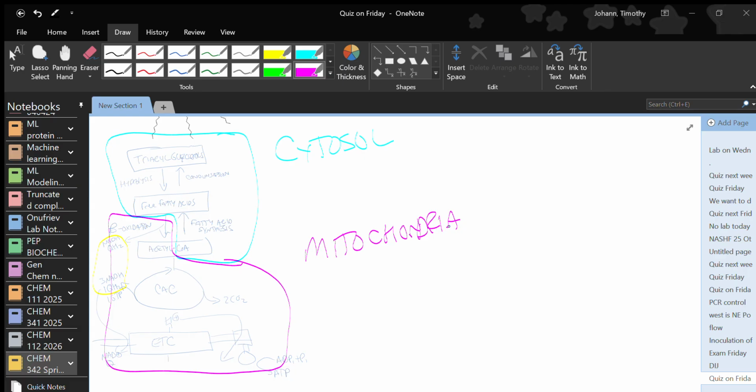But if I don't want to break down fatty acids, I just don't send them to the mitochondria. And if I don't want to make fatty acids, I don't send the reagents that I need to make fatty acids out into the cytosol. You're not going to start with acetyl-CoA exactly for that. We'll talk about that when we get to it. It uses acetyl-CoA. Questions on that? Okay.